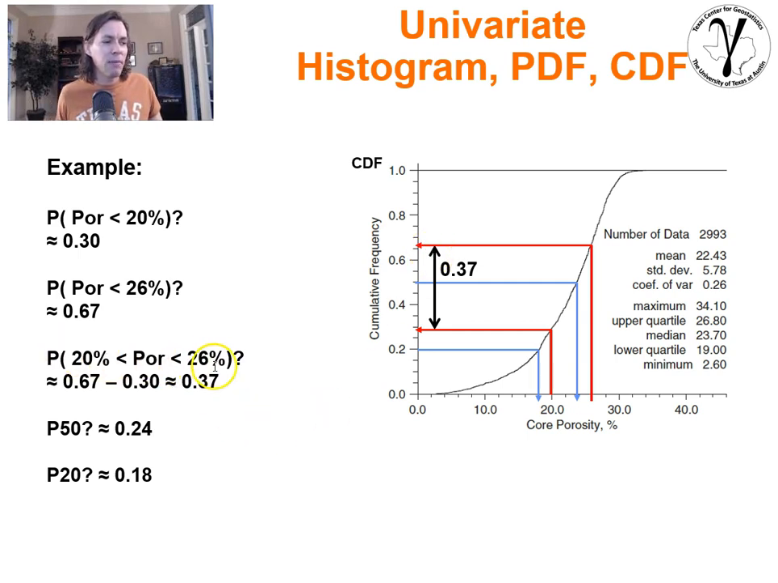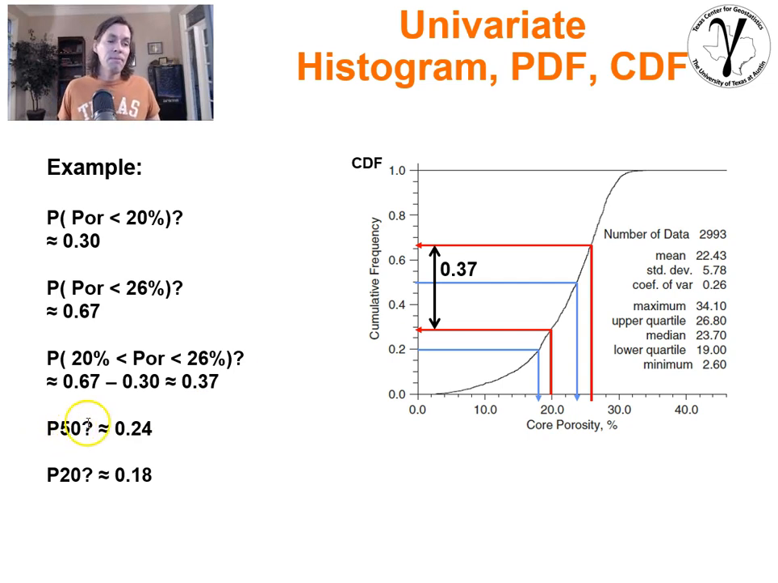What's the probability of being between those? Well, we already looked up the cumulative probability for each of them. We just have to subtract them. So we take 67% minus 30%, and we get about 37% or so.